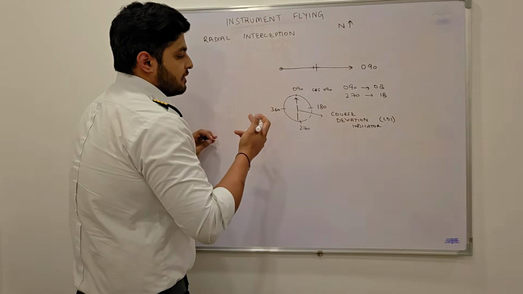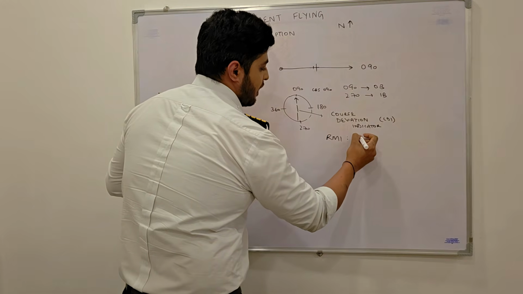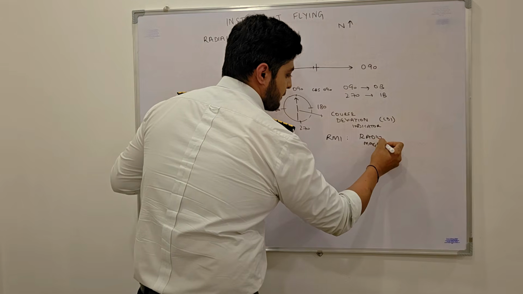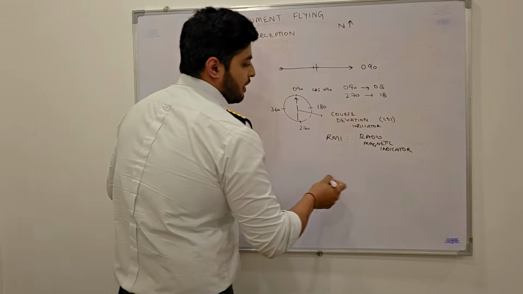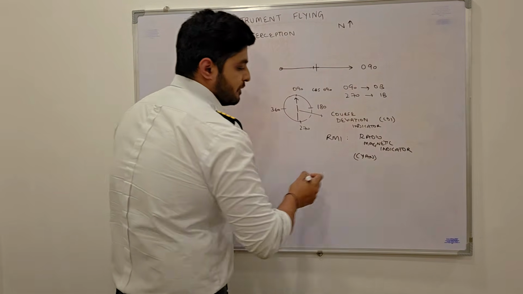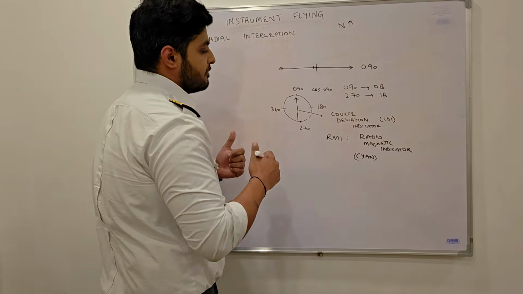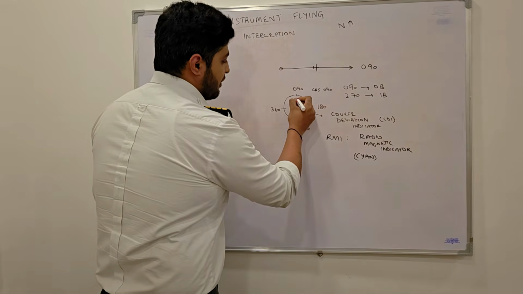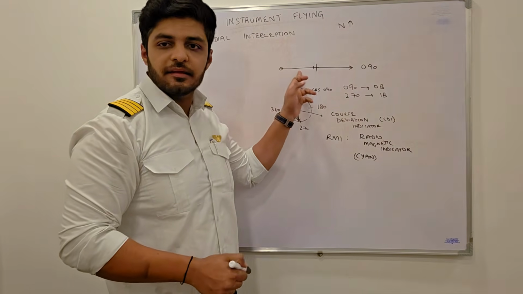So now the next thing which I want you to know is RMI. RMI is radio magnetic indicator. RMI is basically a cyan colored line. Cyan is basically light blue line which points to the station. It helps me tell where the station is. For example, in this case, the station is behind me. So RMI will look something like this. It will be overlapping the course deviation indicator since I'm maintaining the same radial.